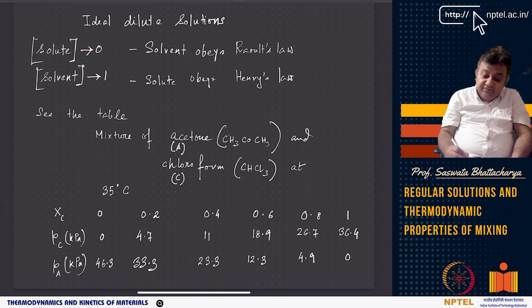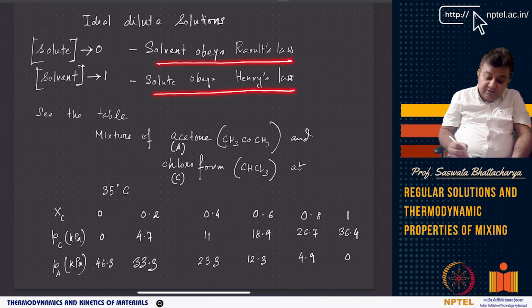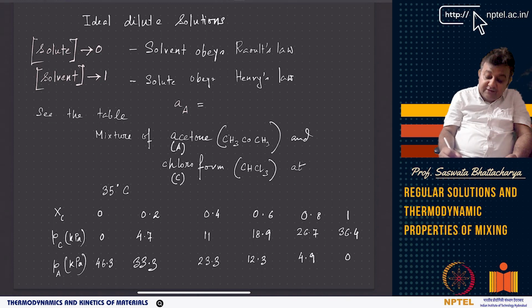In this case, the solvent obeys Raoult's law and the solute obeys Henry's law. Although it is an ideal dilute solution and we are talking about Raoult's law, Raoult's law is something that is obeyed by the components in an ideal solution. For example, if you have an AB binary solution, then aA, that is the activity of A or apparent concentration of A, equals XA. And for the other component, we can write aB equal to XB. But here, for solute, it is not Raoult's law but Henry's law.